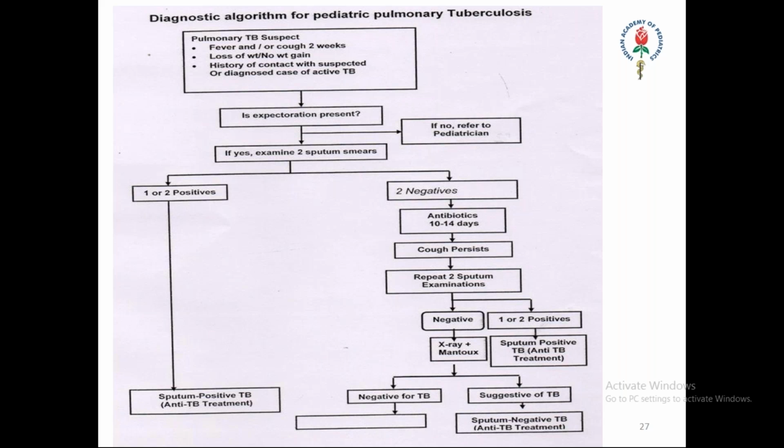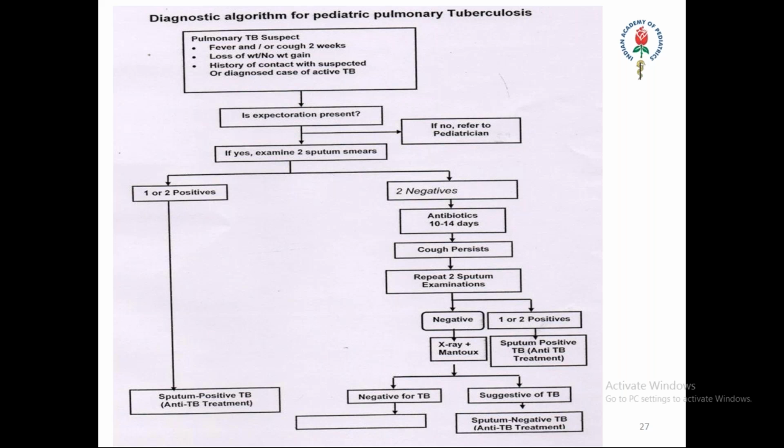If yes, take two sputum samples. If one or two are positive, that is a sputum positive direct case of tuberculosis, and you go on with the anti-tubercular treatment. If the two sputum smears are negative, then you consider other conditions like empyema, bronchopneumonia. So you give antibiotics for 10 to 14 days and see whether the cough is persisting or not. If the cough is persisting, then you repeat the two sputum examinations again. If it is negative, you go for an X-ray.